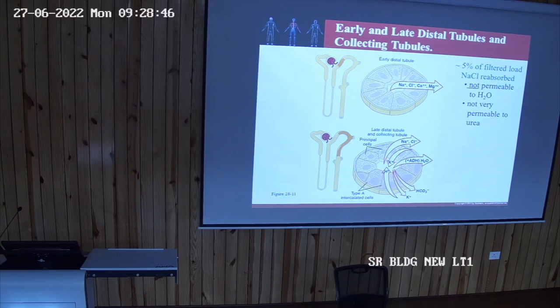Late distal tubule and connecting tubules. Now the late distal tubule has two types of cells. Okay, one is the principal cell, another is the intercalated cells. Again, the intercalated cells are of two types, type A and type B. Okay, so what is the function of type A?